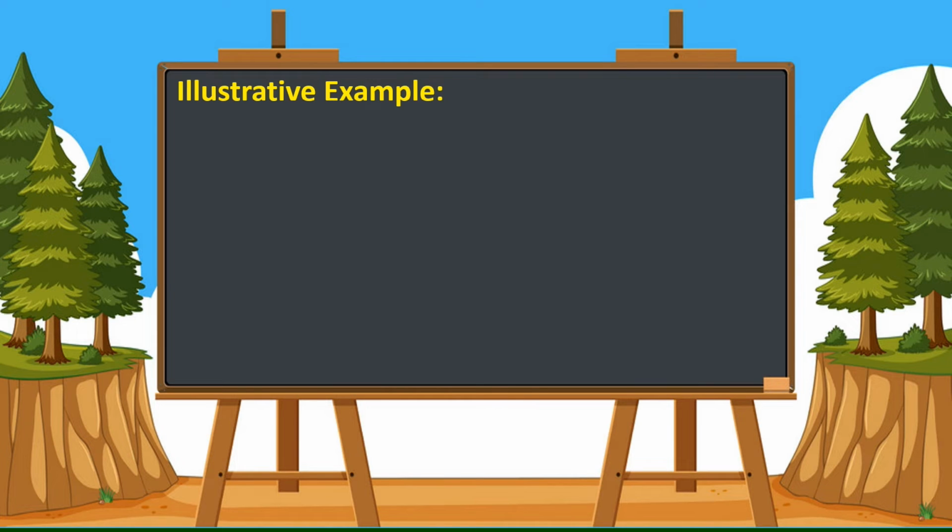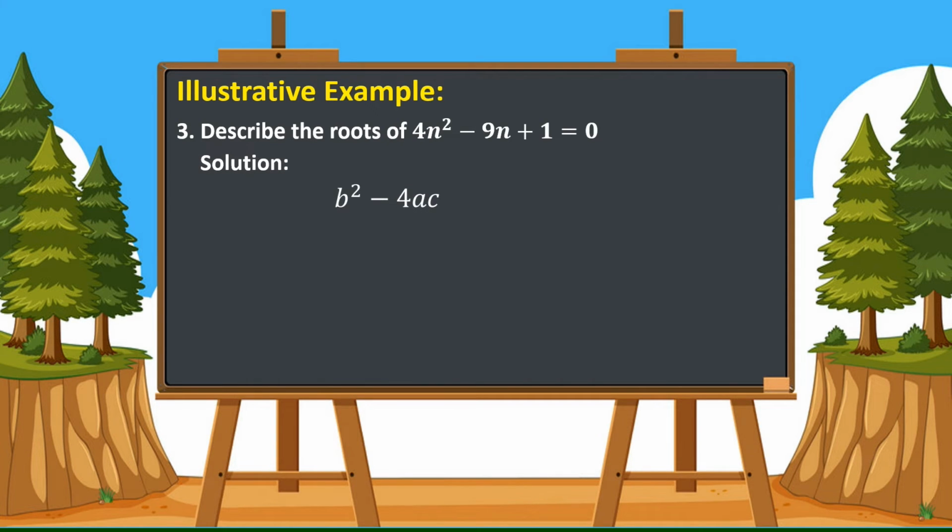Next, let's have number 3. Describe the roots of 4n squared minus 9n plus 1 is equal to 0. We have here our discriminant, which is b squared minus 4ac. Then, we are going to substitute the value of a, which is 4, the value of b, which is negative 9, and the value of c, which is 1, into the discriminant.